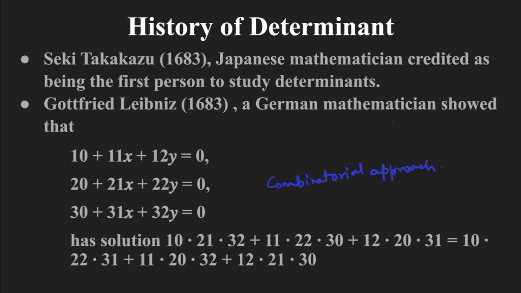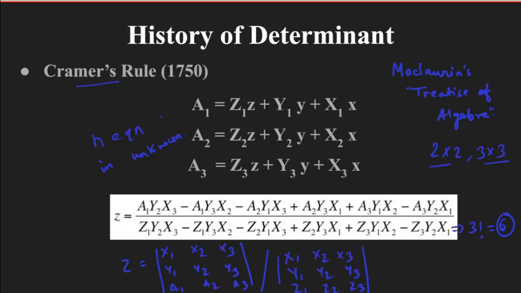The same idea was extended by Maclaurin in the Treatise of Algebra book, where we can figure out that Maclaurin has used the same approach as proposed by Leibniz to calculate the determinant of a 2 by 2 matrix and a 3 by 3 matrix. And the same idea is further extended by Cramer to figure out the general solution for n variables.